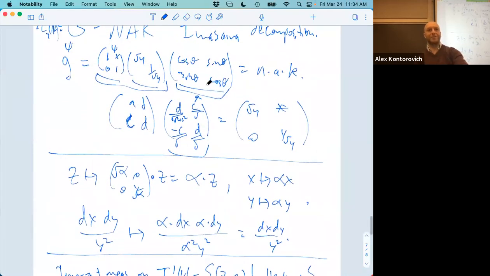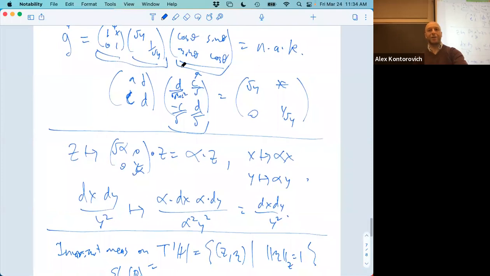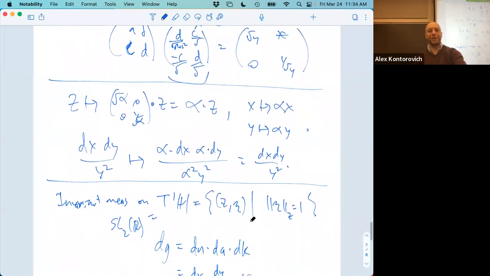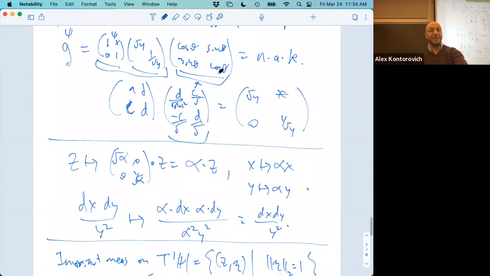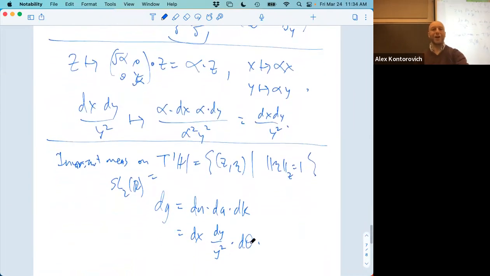And I'll let you check what this does to the tangent vector. I'll let you check that this is invariant. It's easy to check. You're translating this, giving both at the same time. Yeah. So there's an invariant measure for T1H, and this is in the T1H coordinates.